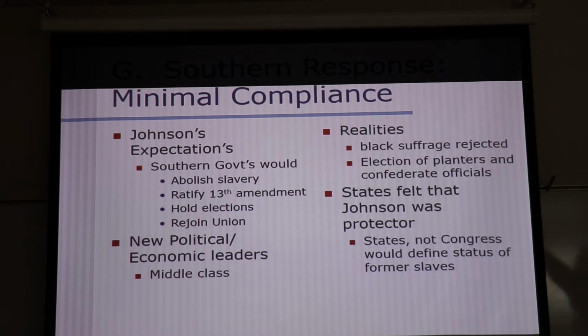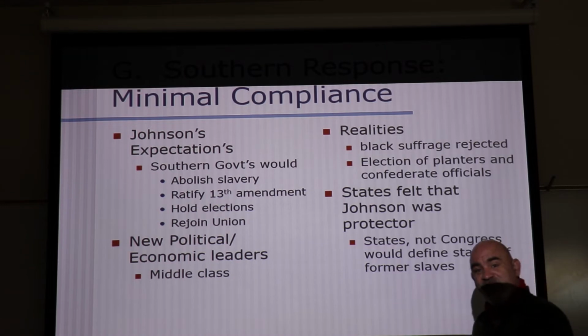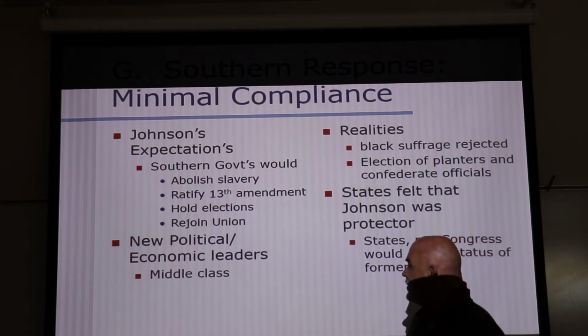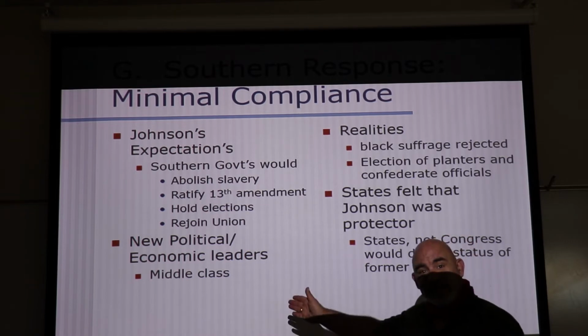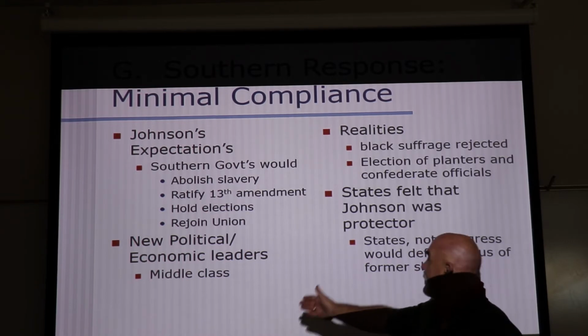So, G, Southern response, minimal compliance. Johnson's expectations: he thought the new Southern governments would abolish slavery, would ratify the 13th Amendment, they'd hold elections and rejoin the Union. And the new political and economic leaders that would rise up, now that they've been liberated, would come from the middle class. Sad thing is, though, didn't work out that way.